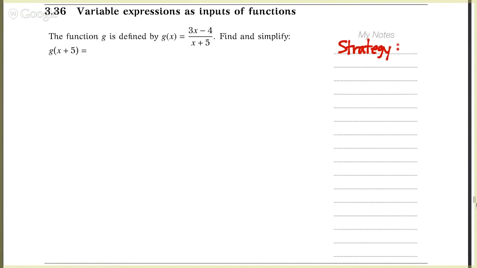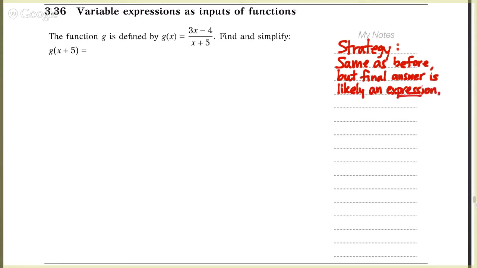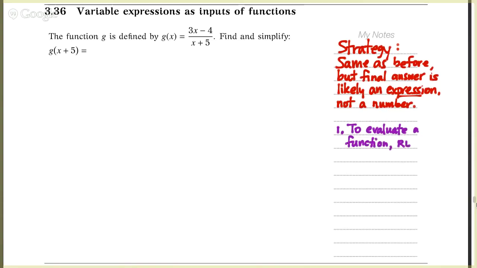So what's our strategy? Just like when we were substituting numbers, we're going to use the very same strategy as before. The only difference is that because we're not substituting a number into our function, but we're substituting a variable expression, that means that we can expect that our final answer will not be a number, but will also be a variable expression. So our final answer is going to have x's in it. It's not just going to be a number, most likely. But because the strategy is exactly the same, we can borrow the same steps that we have before.